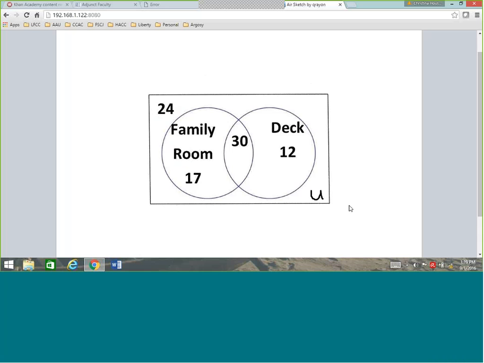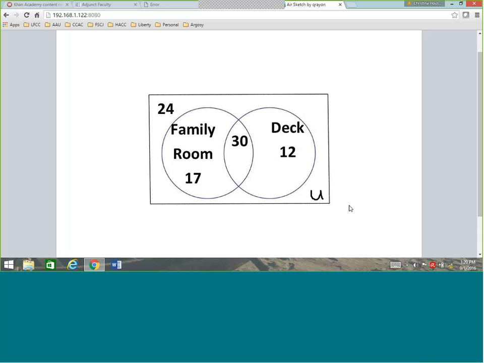family room or deck. I have 17 with a family room and no deck. I have 30 with both, which is something we already knew. That was the information in the problem. And it also tells me I have 12 with only a deck, not a family room. So that's what each of those numbers means.